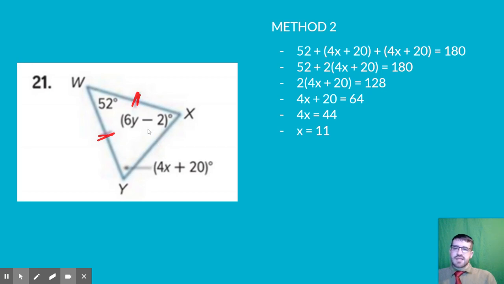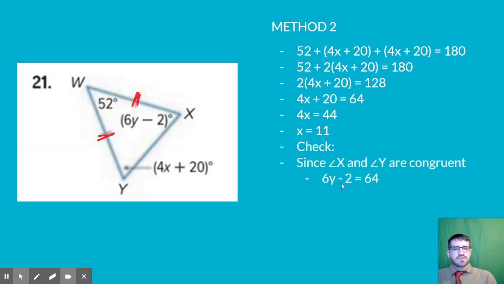Now that we have x equals 11, we want to make sure we get the value for y. We see in step 4 that the measure of the angles is going to be 64 degrees. For our check, we know x and y are congruent. Use 6y minus 2 equals 64 degrees. If we add 2 to both sides, you get 6y equals 66. Divide through by 6, y equals 11.